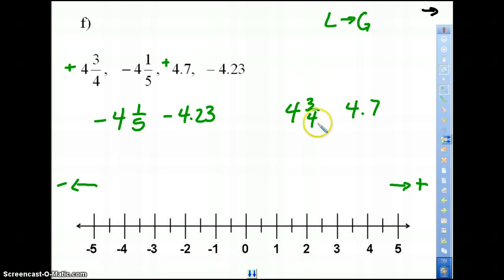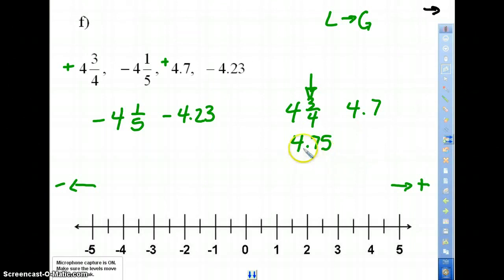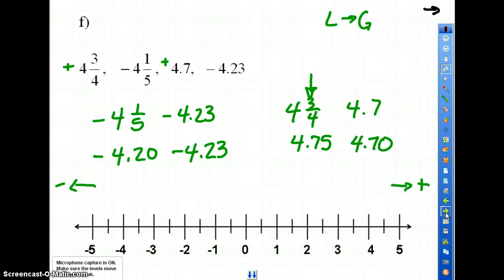Now I need to compare these two numbers. Well, I'm going to convert 3/4 into a decimal. 3/4 is what as a decimal? 4.75. We turned 4 3/4 into 4.75. We're going to turn 4.7 into 4.70. Take it out to the same number of decimal places. Over here, let's turn negative 4 1/5 into a decimal. 1/5 is 0.2. So since 4.23 is taken out to 2 decimal places, let's do the same thing here. So I've got negative 4.20, negative 4.23, and now I'm going to plot them all on the number line.